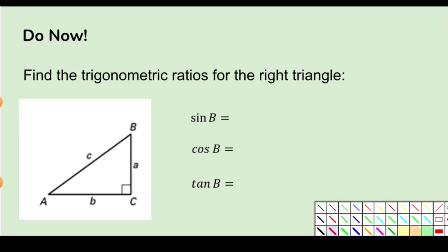It says find the trigonometric ratios for the right triangle. And remember we told you there's a mnemonic that we can use to help us with this one. We could use a nice easy one to remember. So, SOH CAH TOA. Alright, perfect. So in this problem, here's what we're looking for.